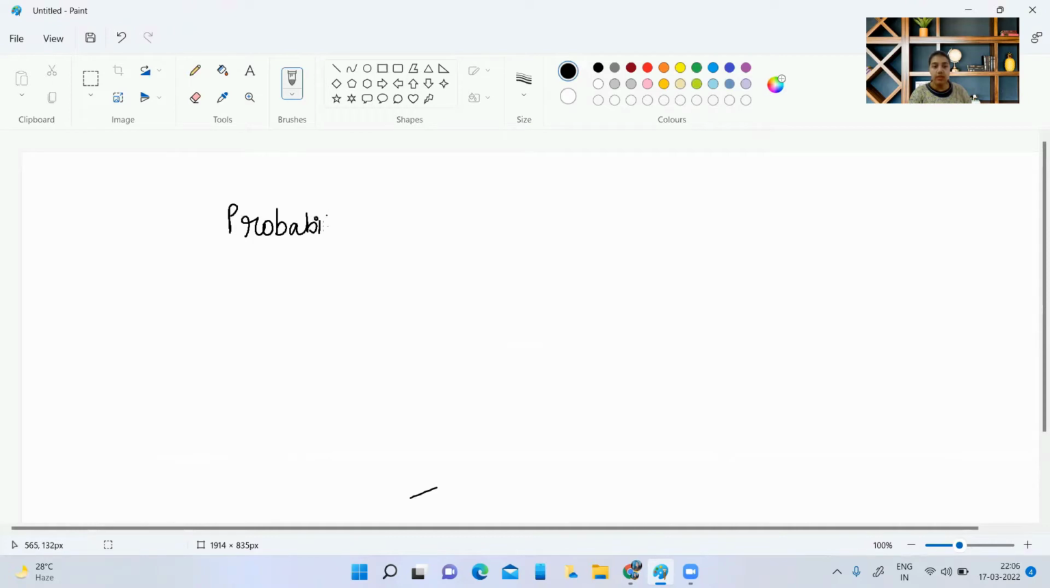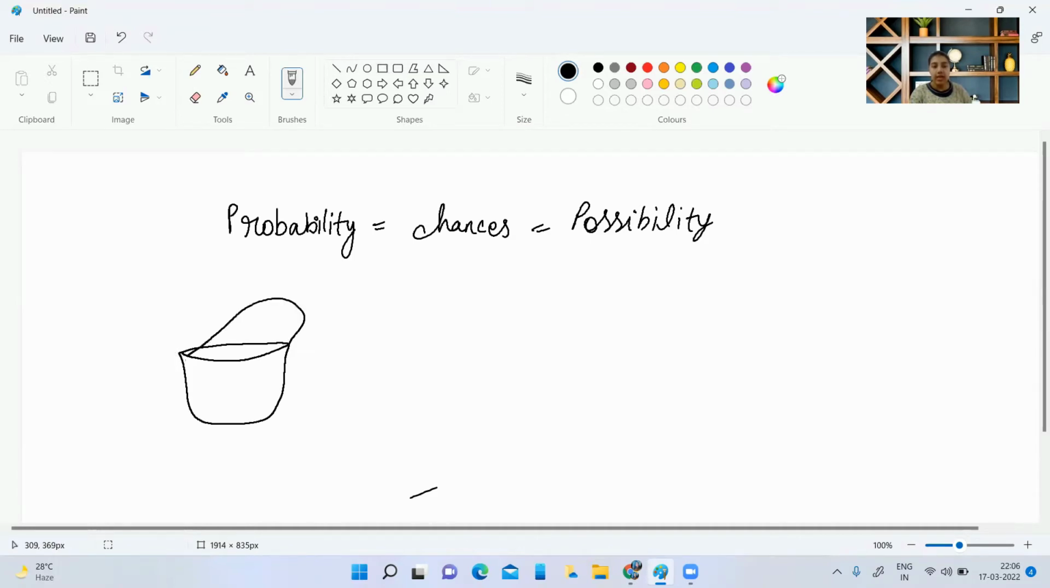So what is the meaning of probability? The meaning of probability is chances or possibility. Now let me take a case. For example, I have this bag, and inside this bag, I have taken one apple. Now I am asking you, what is the probability of getting an apple out of this bag? So calculate the probability of getting an apple from this bag.